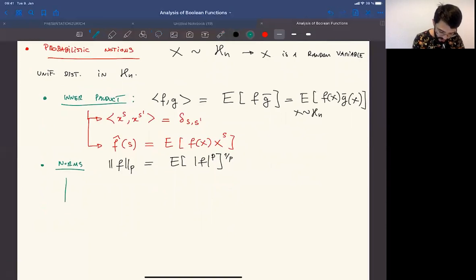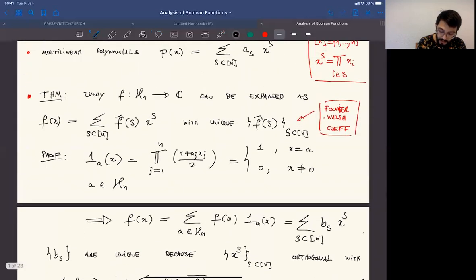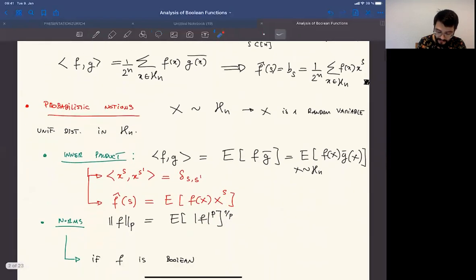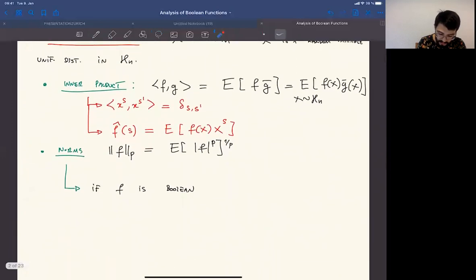There's another norm that you usually use here, which, let me make another observation. If f is Boolean, whenever I say this, I mean that f only has plus or minus 1 as values. If I don't say anything, then I mean that f could be any function from the Hamming cube to the complex numbers. But if I say it's Boolean, then f only has plus or minus 1 as values.